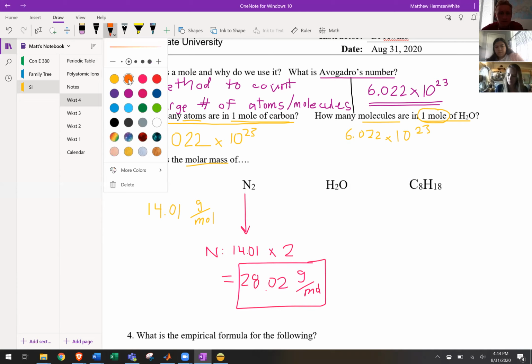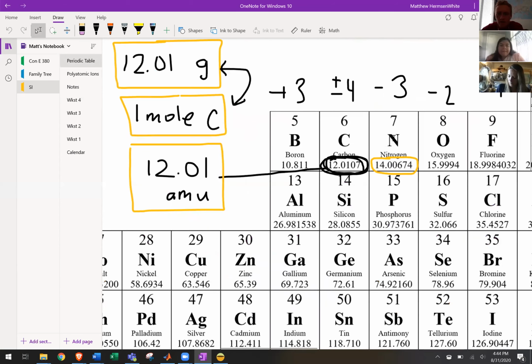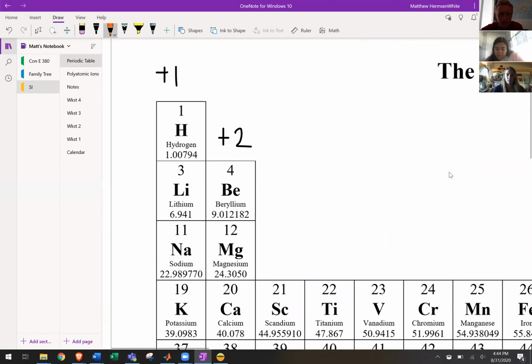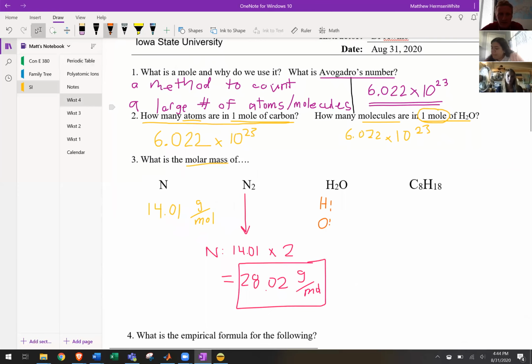Okay, moving on to H2O. So let's look on the periodic table. So we have two elements. We have hydrogen and oxygen. So what are their individual molar masses? Well, oxygen is right over here. That looks like pretty darn close to 16. A lot of periodic tables just have it as 16. And then hydrogen looks like 1.01. So let's write that down on our worksheet. So hydrogen is 1.01 and oxygen is 16.0.